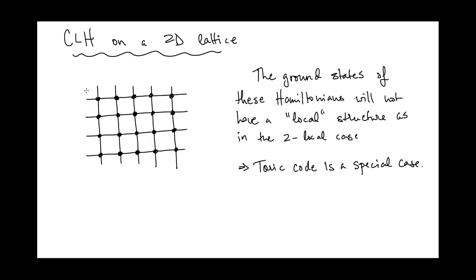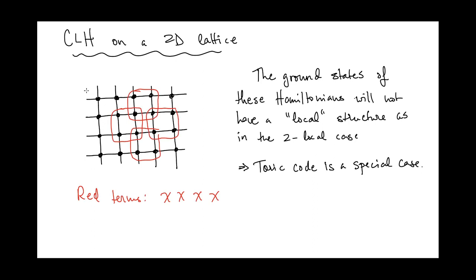So the ground states of these Hamiltonians are potentially going to be much more entangled than in the two-local case. We saw in the two-local case that if there's a ground state, it has this very clean tensor product structure and there's no global entanglement in it. But in this case, there's no way to avoid entanglement because we have the toric code as a special case.